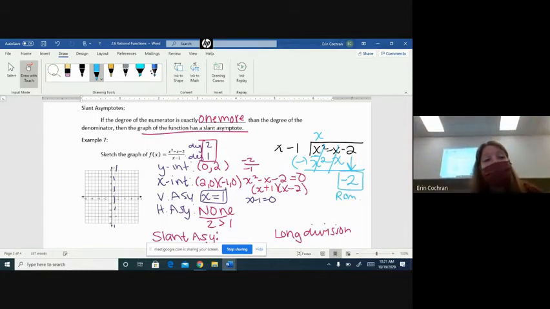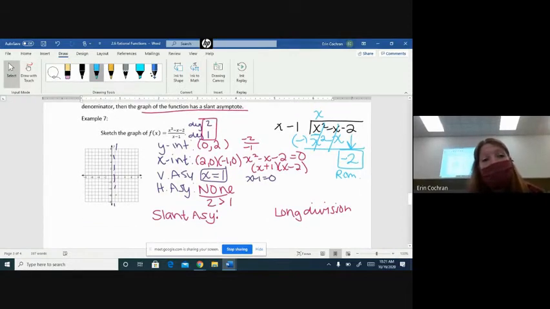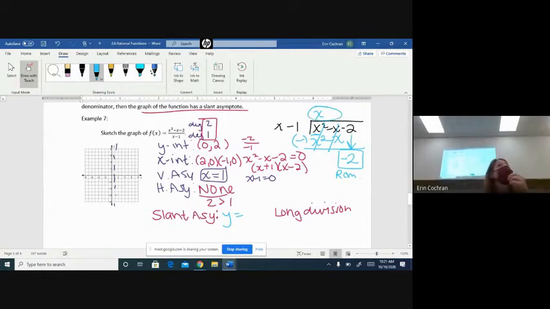So your slant asymptote is actually y equals what we first divided by, and that would be just x. Not the divisor, not the remainder, it's what the numerator can actually go into. So if on the top here was like x plus 1, my slant asymptote would be y equals x plus 1. Okay, does that make sense so far?